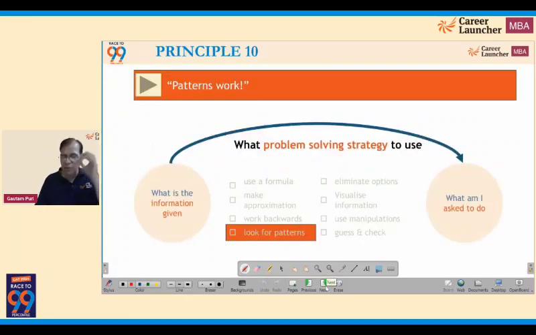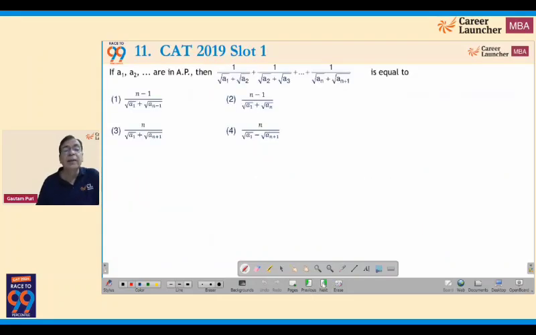Okay. Patterns, extremely important. Algebra means patterns and you will be able to find patterns. So please look for patterns because numbers, arithmetic, everything has patterns and that is what we will look at identifying. Okay. CAT 2019 slot 1 question looks strange. But please tell me, when you look at this particular question, A1, A2, etc., in AP. Okay. Now, how many terms are there? This is my term 1, term 2, n terms.